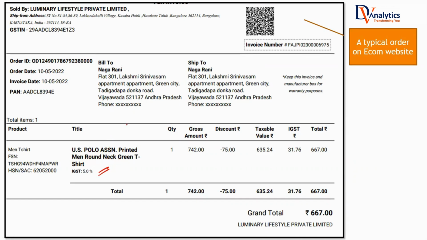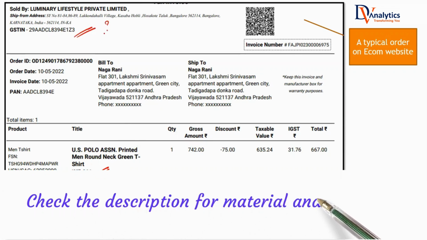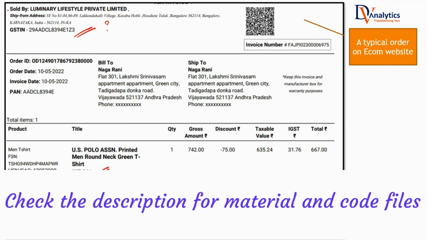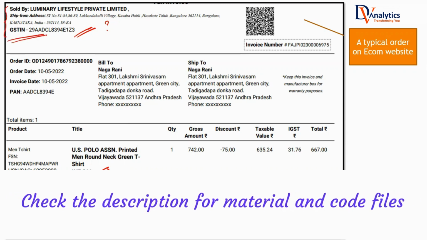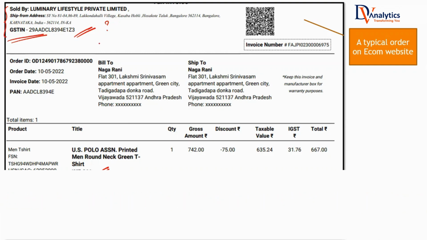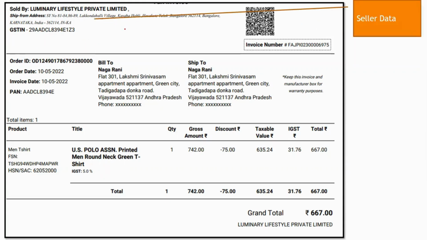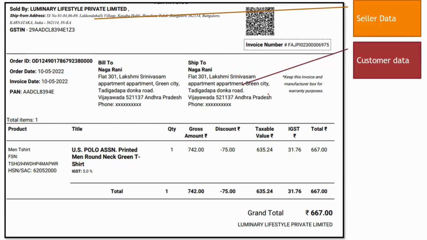Now, what does it contain? It contains the seller data. Who is selling this product? Luminary Lifestyles Private Limited. This is the seller information. In fact, in Flipkart or Amazon, in any of the e-commerce websites, there will be thousands and thousands of sellers. Out of them, we are buying from one particular seller. So it contains seller information. And this order also contains the customer information, the buyer. We are the buyers. What is the customer address? So where we should bill this, where we should ship this, where we should deliver it. So the customer data also it contains.